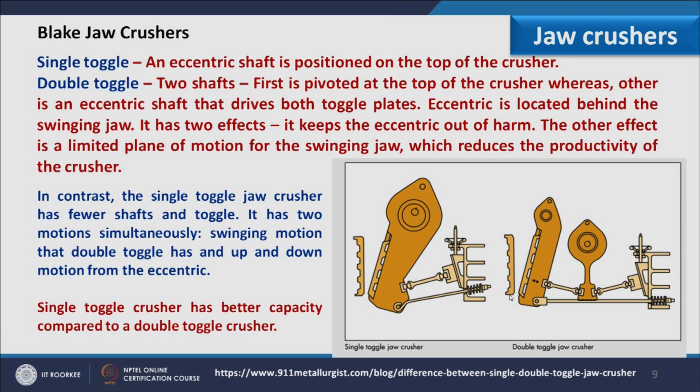On the other hand, the single toggle jaw crusher has fewer shafts and toggle. It has two motions simultaneously: the swinging motion that the double toggle has, and the upward and downward motion from the eccentric. So, you see here we have this forward and backward motion from this toggle, and due to this eccentric we have upward and downward motion in the single toggle. So, the single toggle crusher has better capacity compared to the double toggle crusher.